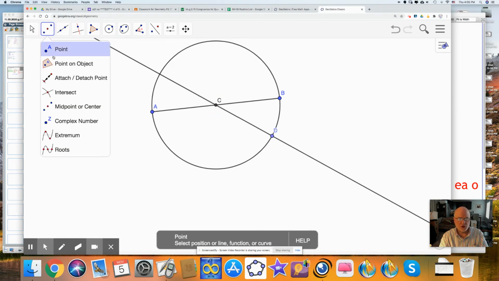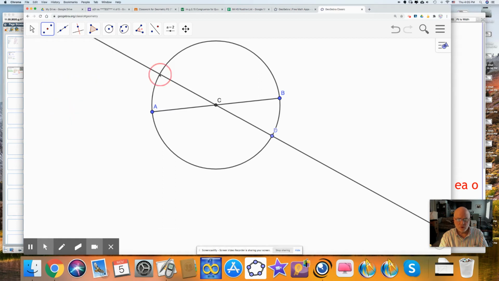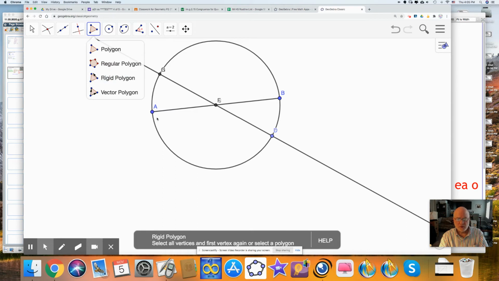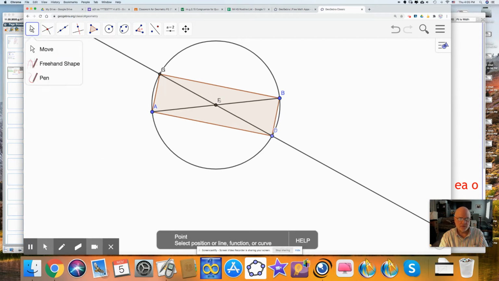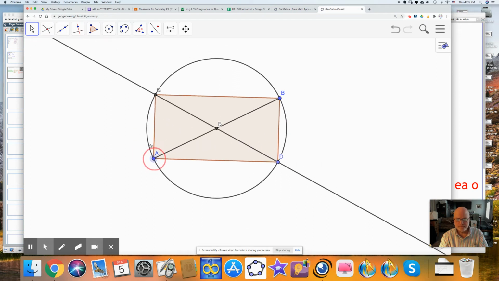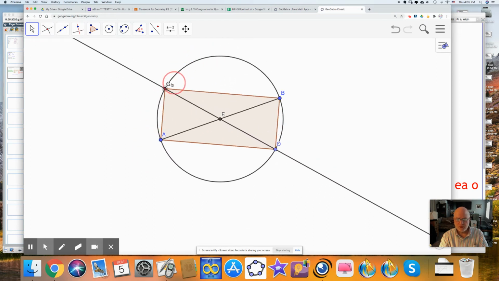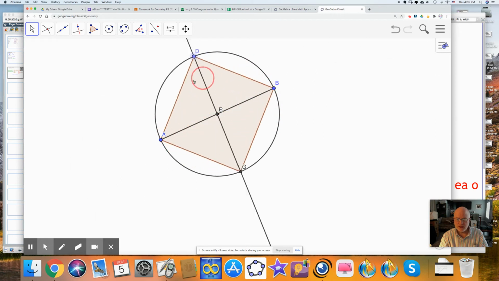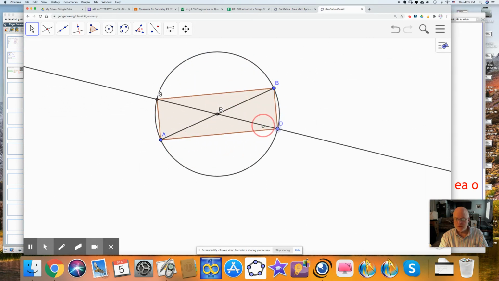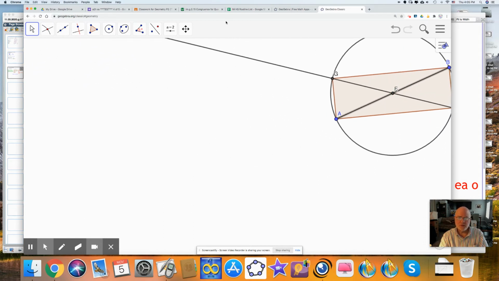And here we have an intersection, making this a quadrilateral. And I want to do intersection. And if I make this into a polygon, you can see that this is going to be a rectangle. When I do a drag test, it stays a rectangle. I move this point around. For the two diagonals to be the same length, both of them are diameters of this circle, this will always be a rectangle. That's an interesting property.